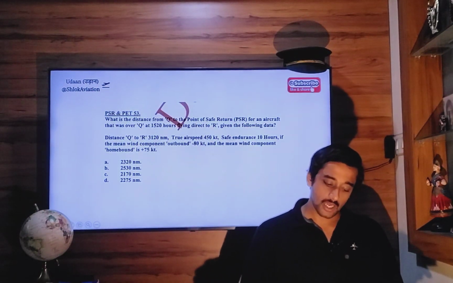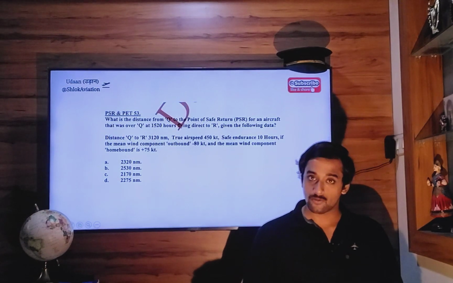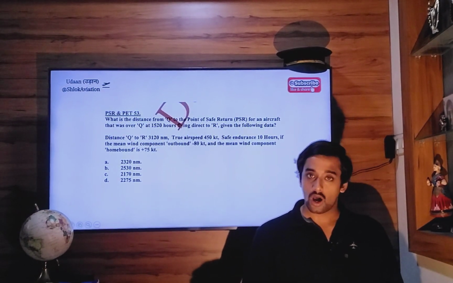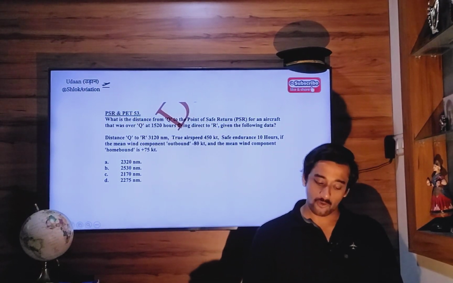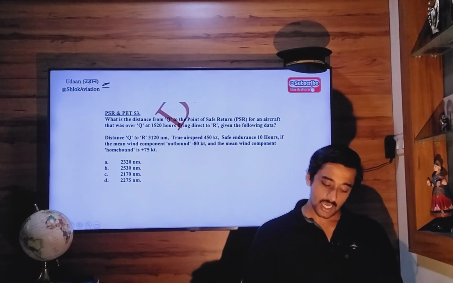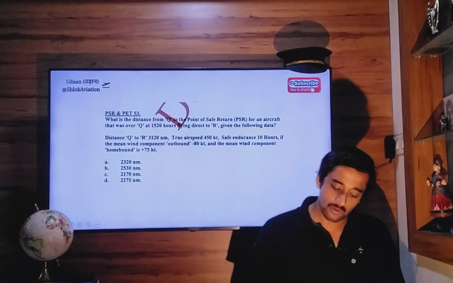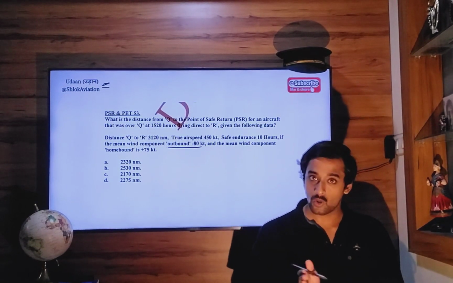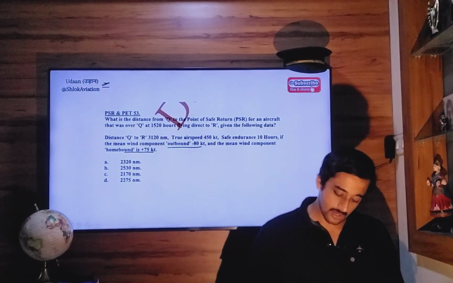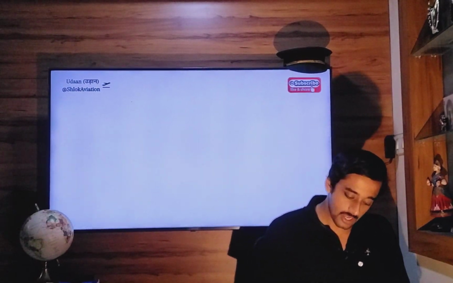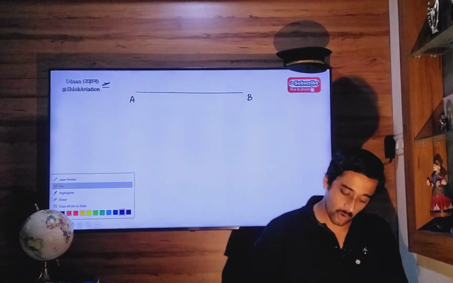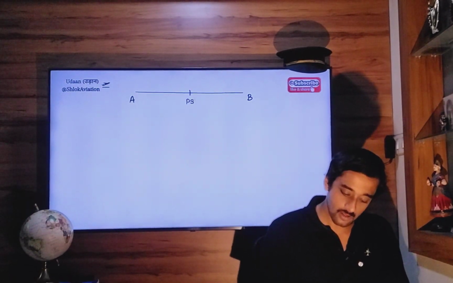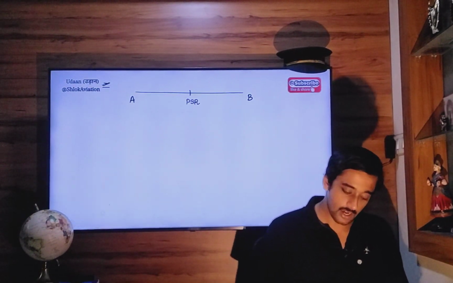What is the distance from Q to the point of safe return for aircraft that was over Q at 1520 flying directly to R? Distance between them is 3120. True airspeed 450. Endurance 10 hours. Wind component on the outbound leg, headwind 80 knots. Wind component on the homebound leg, a tailwind of plus 75. So point A, point B, this is point of safe return. Here is your aircraft.